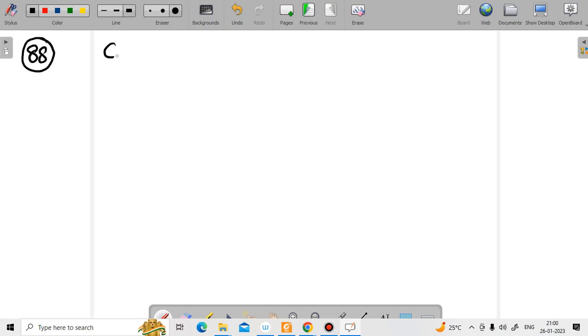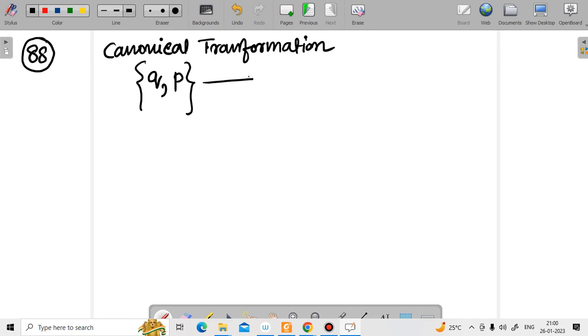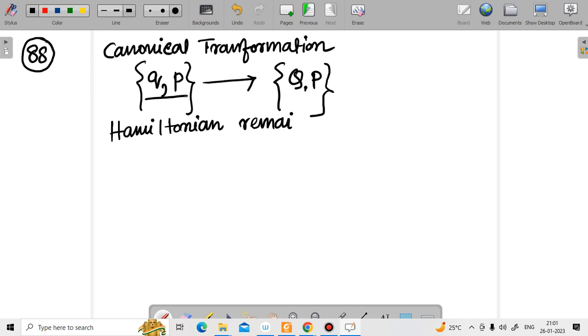As you know, in the canonical transformation, what we are doing is some transformation from the old set of variables, that is q, p, to the new one, which is capital Q and capital P. And in this process, the transformation is done in such a way that the Hamiltonian remains invariant.